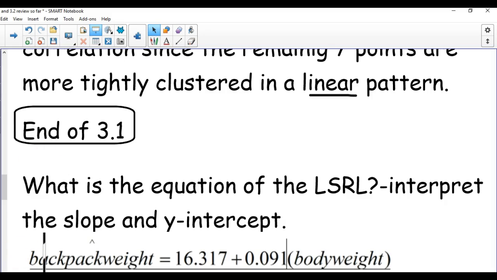Now, when we want to interpret the slope and interpret the y-intercept, pause if you haven't done that. You should have the notes, you should have a sentence frame that I gave you on how to do this, how to interpret it the right way. There's some keywords that you definitely need. Here is what I did for the interpretation.